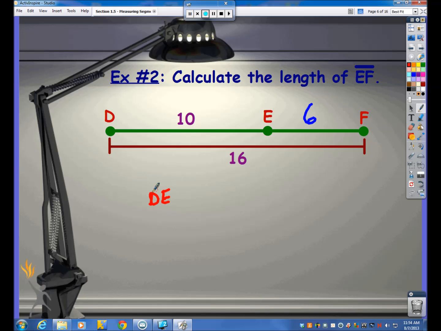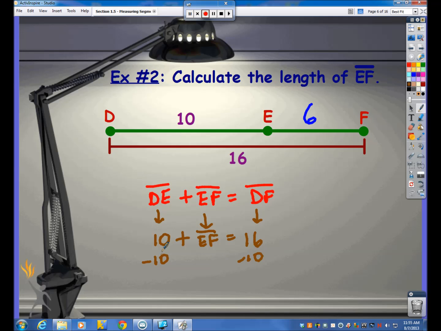We could say segment DE plus segment EF equals the whole segment DF, right? And then we're going to start using this idea of substitution. Well, DE I know is 10, and EF I don't really know. We know it's 6, but we're going to pretend we don't know that quite yet. And DF, we know the whole thing's 16. So EF is kind of like my x. If I subtract 10 over to the other side, then I know that EF, the thing that's left, is 6. Okay?